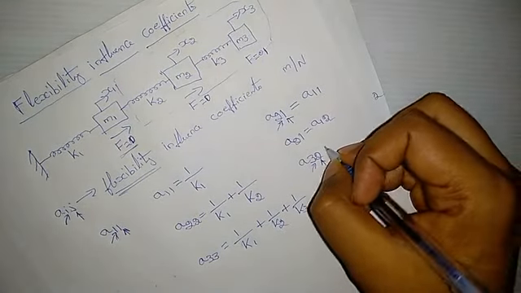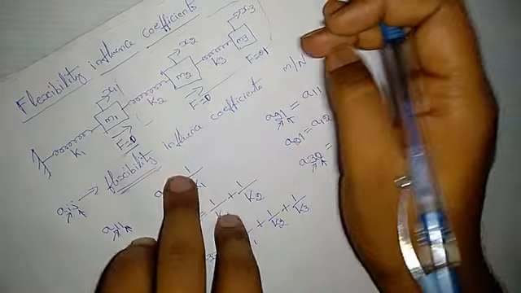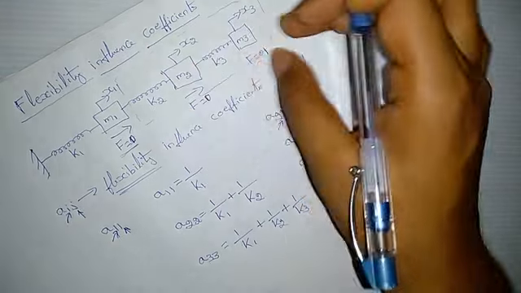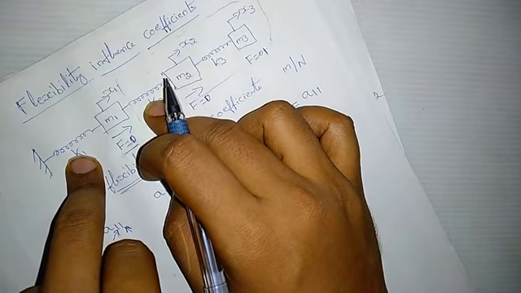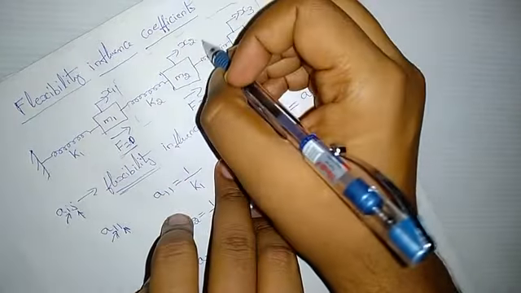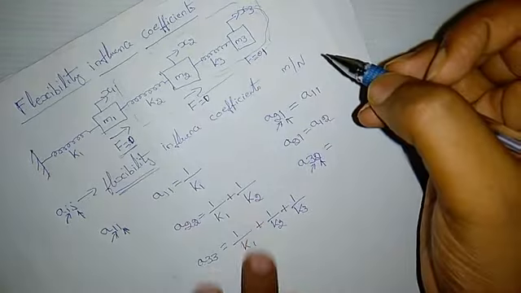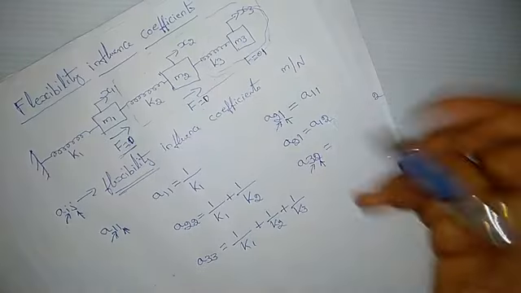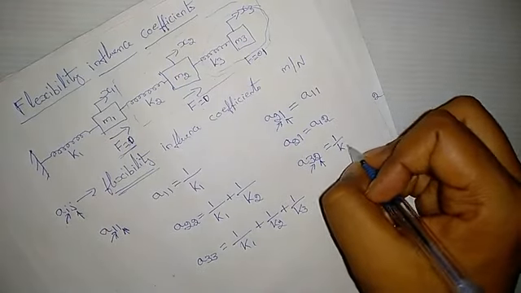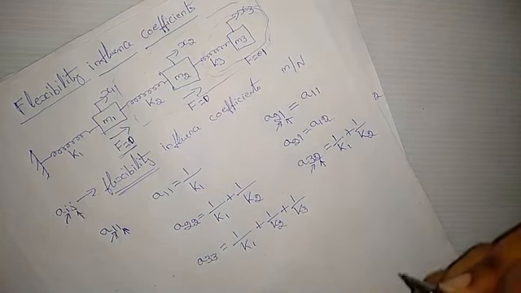When you apply a load at point 2 and measure the displacement at point 3, only these two springs are going to stretch, and this portion, this K3 and this mass, is going to have a rigid body motion. So only K1 and K2 will stretch. So it will be equal to 1 by K1 plus 1 by K2. So A32 is nothing but what?